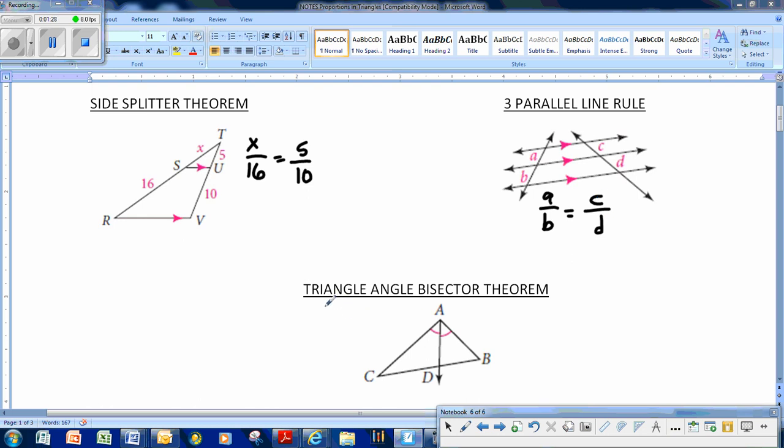And last we have the triangle angle bisector theorem. If an angle of a triangle is bisected, then the line or ray that bisects that angle will split this triangle into proportional pieces. So if I label these W, X, Y, and Z, I can now set up a proportion to figure out any missing values.